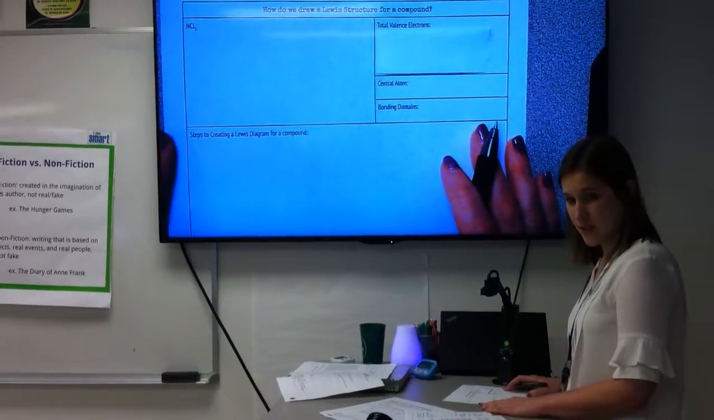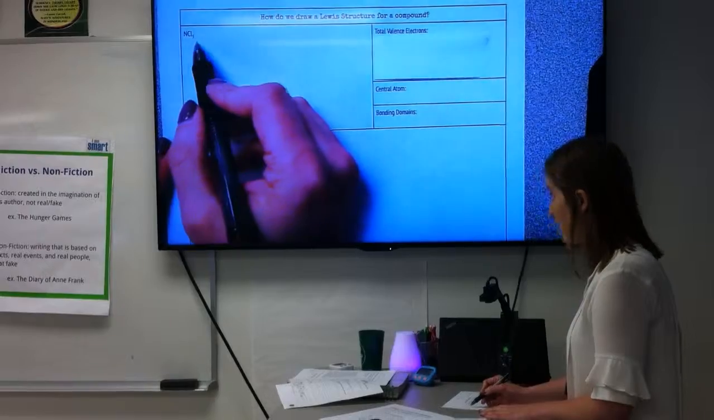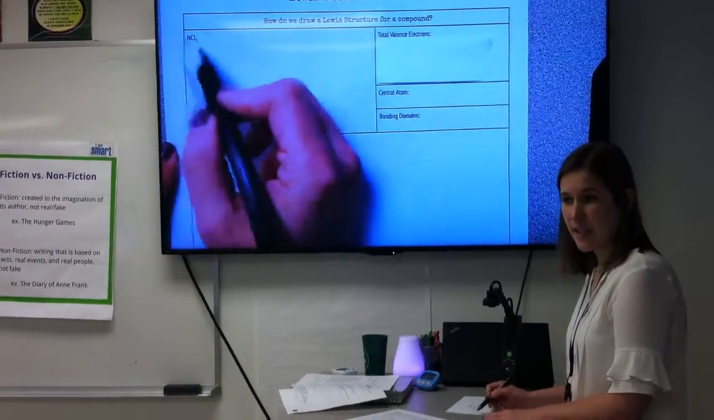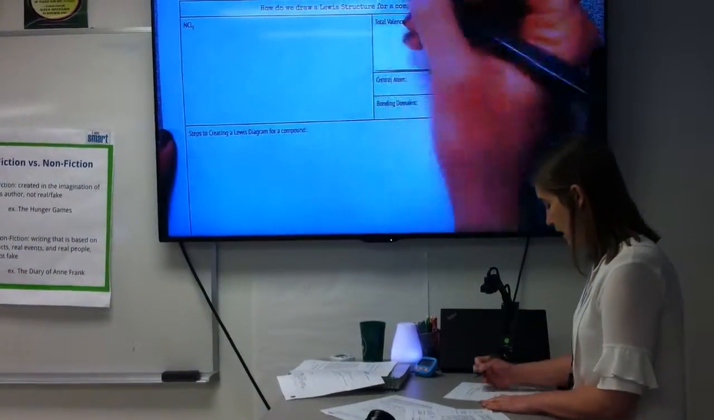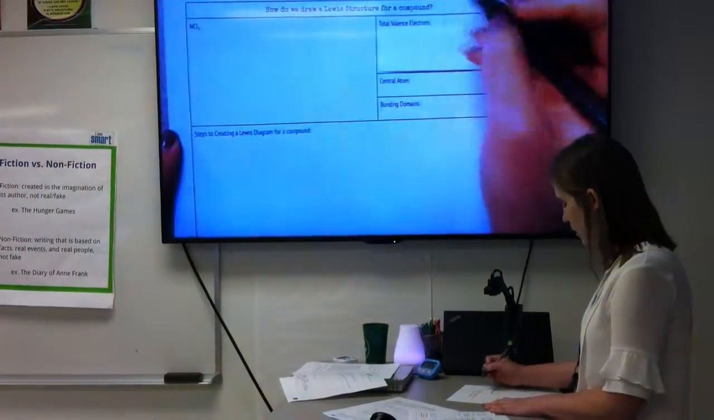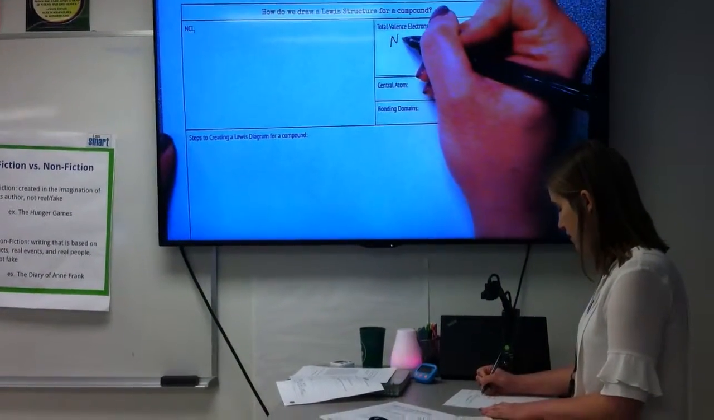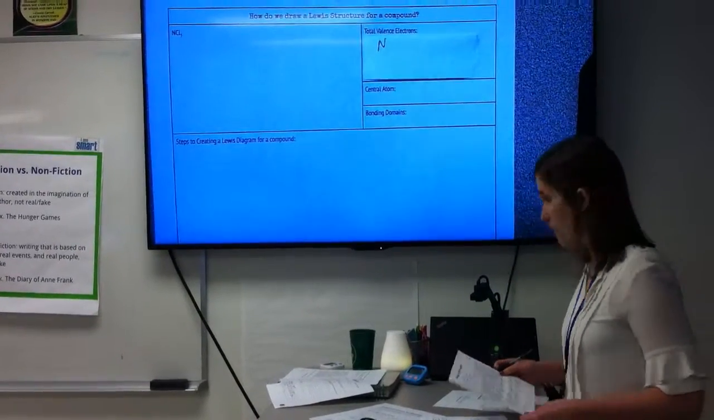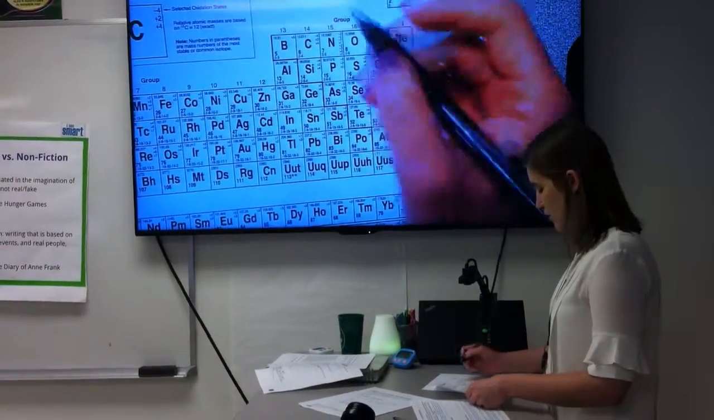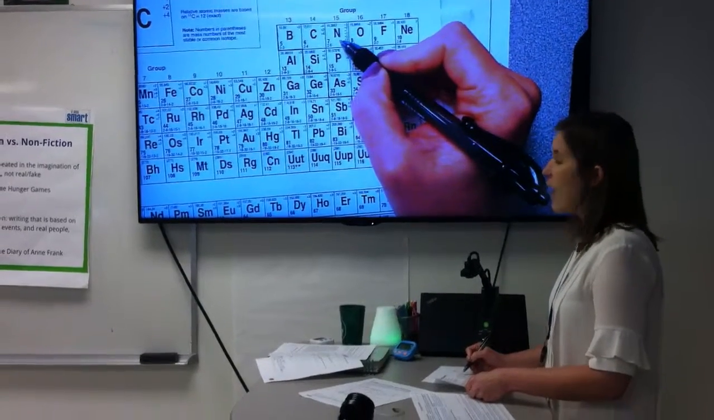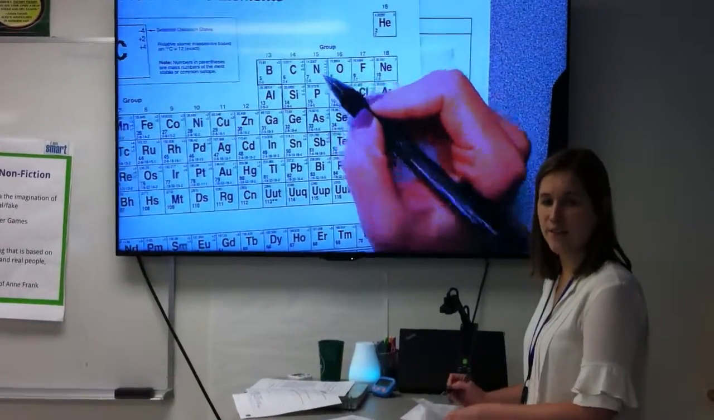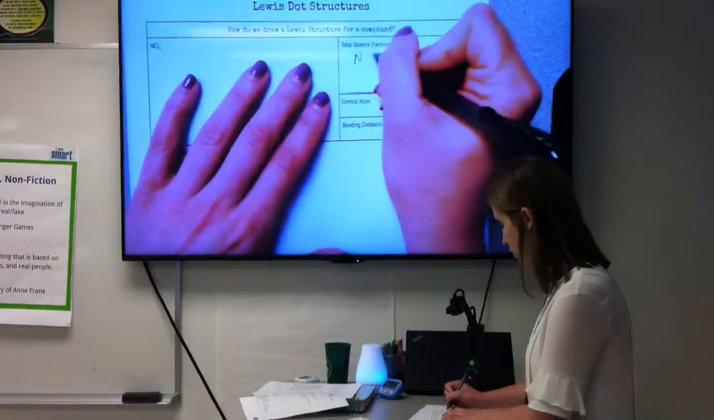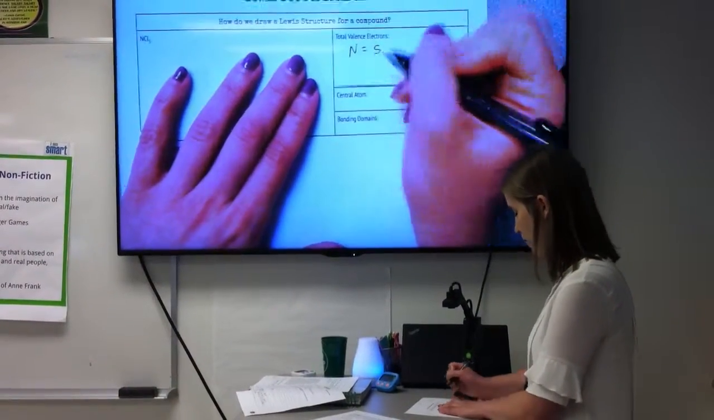So first, what I need to do is determine the number of valence electrons. I see that nitrogen is here, so I'm going to record nitrogen right here. And I'm going to look at the periodic table to determine how many valence electrons I have. So we see that nitrogen is in group 5, and that tells us that nitrogen has 5 valence electrons. So I'm going to put nitrogen equals 5.